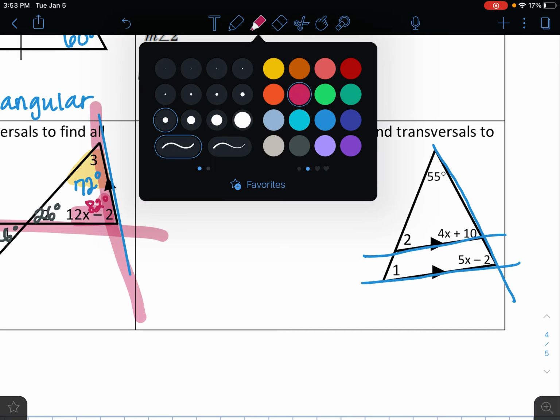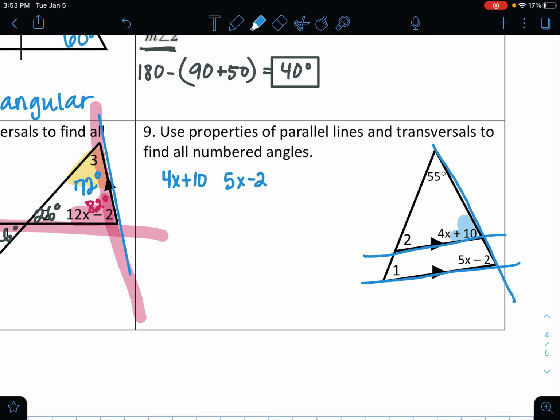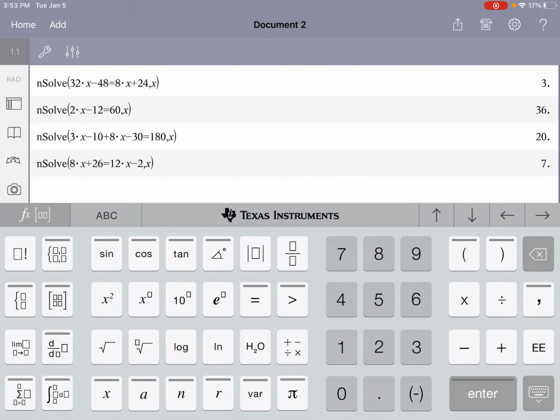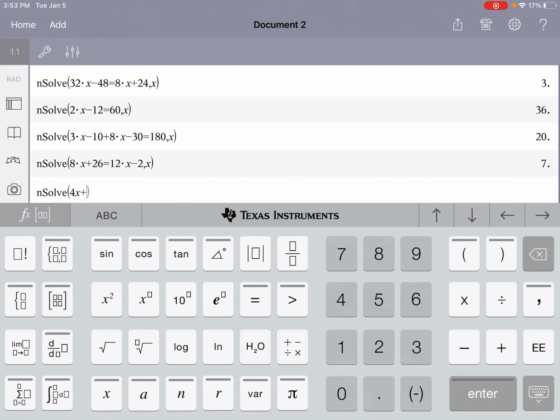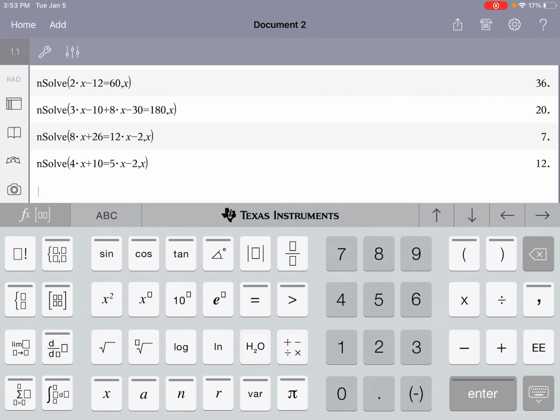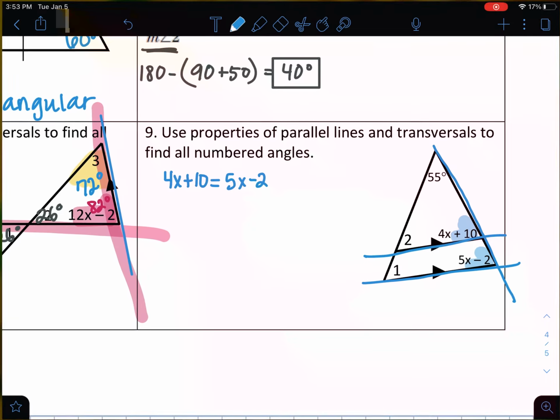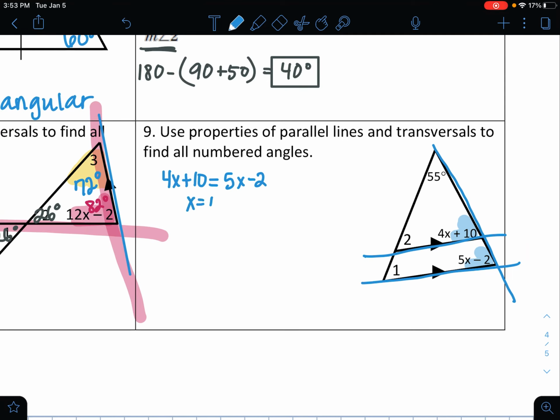They're both in the same spot. So they are corresponding angles, which means they are congruent. So let's go ahead and solve for that. 4x plus 10 equals 5x minus 2, comma x. Hope I did that right. And that was 12. Yeah. So x equals 12.